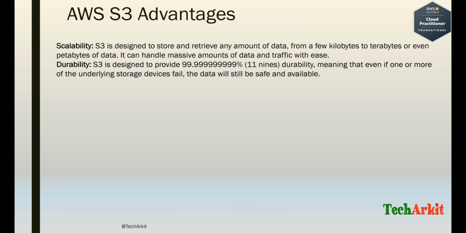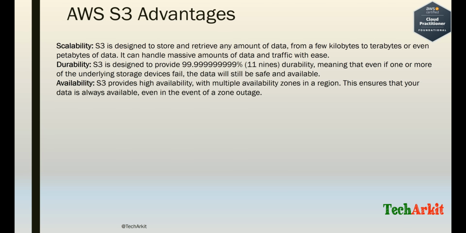Durability: this is basically maintenance, how the data and the underlying infrastructure are maintained, so that the data is durable, right? S3 is designed to provide 11 nines of durability, which means you may not lose a single object even if something goes wrong with the region. Even if one or more of the underlying storage devices fail, the data will still be safe and available. So that's the durability they are giving.